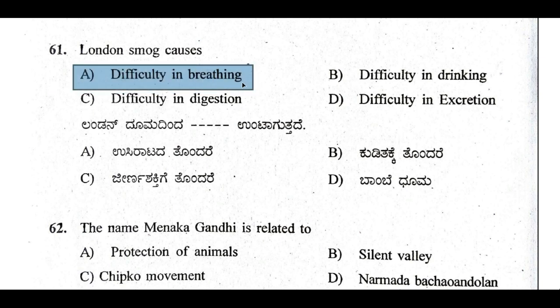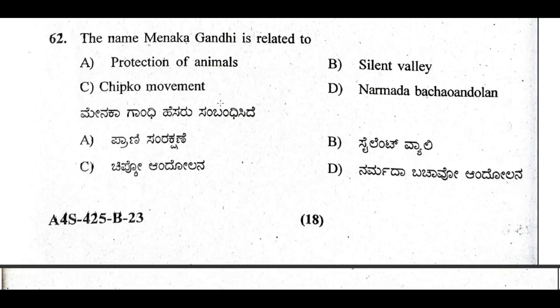Question number 62. The name Menaka Gandhi is related to option A, protection of animals. B, Silent Valley. C, Chipko movement. Or is it D, Narmada Bachao Andolan?